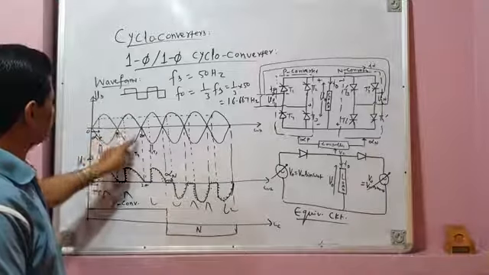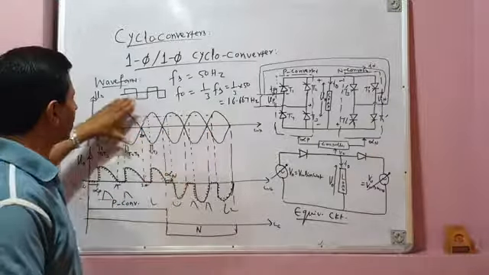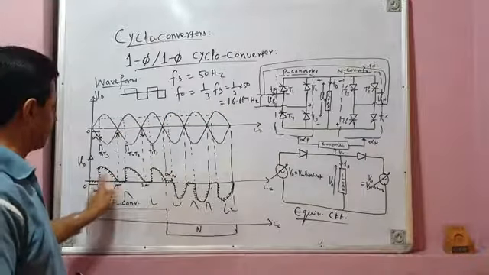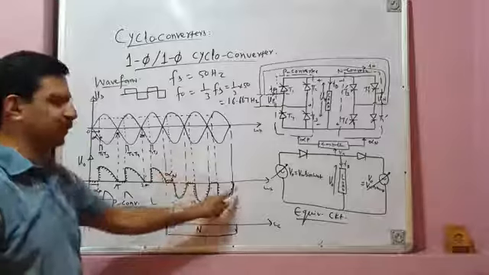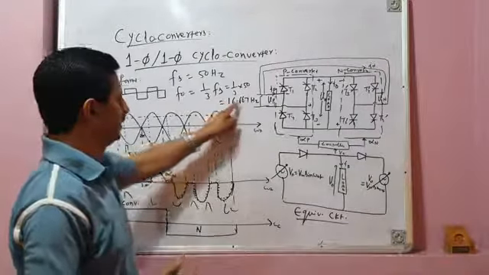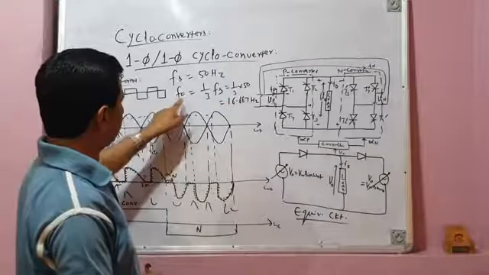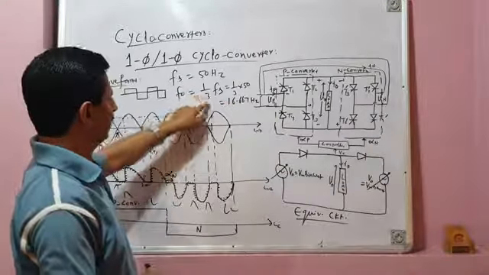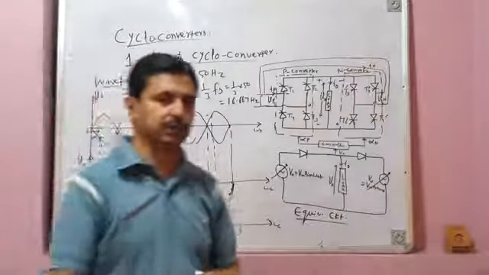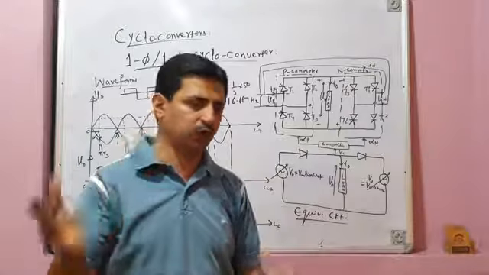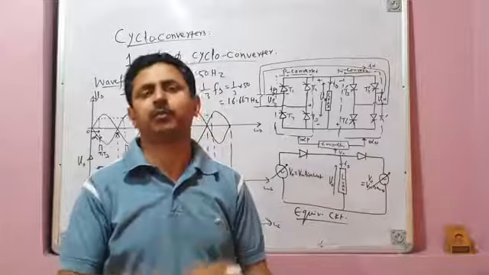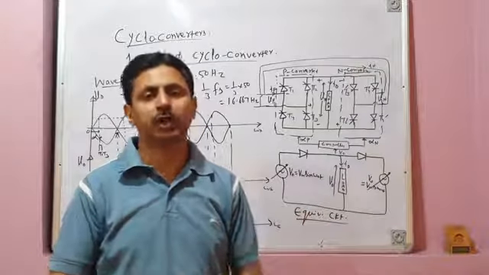So for three cycles of input AC voltage, the output voltage receives only one cycle. This is the positive half cycle and this is the negative half cycle. So the frequency you have controlled from 50 hertz to 16.667 hertz, because the frequency of output voltage is 1 by 3 times the frequency of input voltage. Therefore, you can get output voltage frequency of 2 by 3 of input voltage frequency. You can get 1 by 4 of input voltage frequency. It depends upon your load requirement.